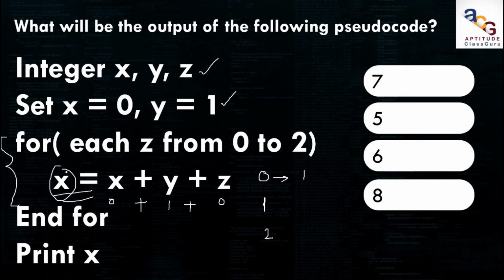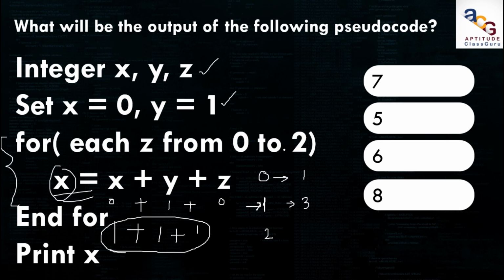Whenever the loop enters the second iteration, the z value will be 1. Already the x value is 1. So 1 plus, what is the value of y? It doesn't change, so 1. What is the value of z now? In the second iteration, z is incremented to 1. So now the z value is 1. So in total it is equal to 3. So after completion of the second iteration, the value of x is 3.